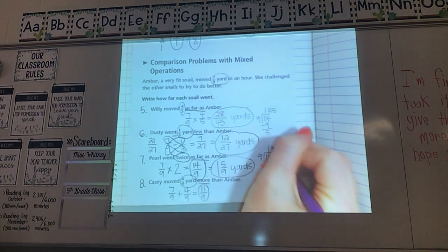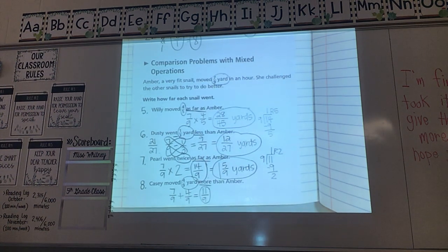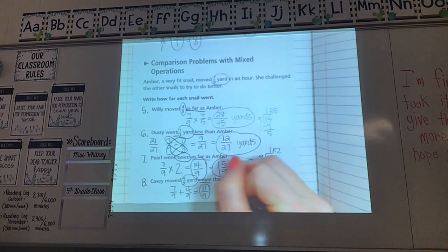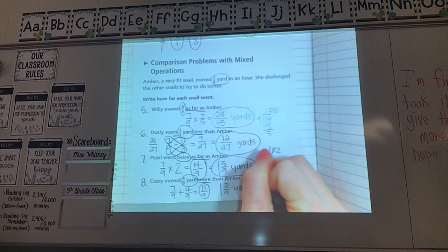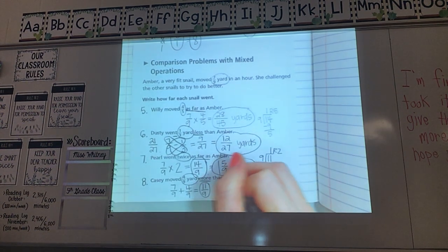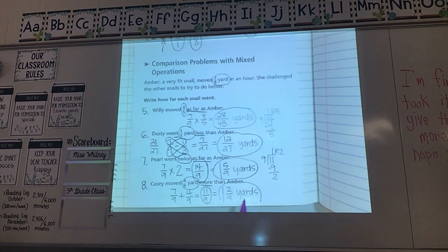So I got 1 remainder 2. I want to turn that into my mixed number. So a big 1 and 2/9 yards. I want to make sure that I get all of those pieces on there because that's worth 3 points. 1 for the original answer, 1 when you fix it, 1 for your label.